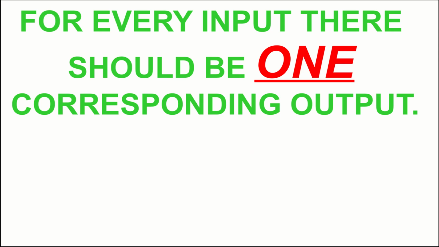For every input, there should only be one output. Push the button for Dr. Pepper, we should only get Dr. Pepper, right? If we push a button for Dr. Pepper and we get water or we get tea or whatever, it doesn't work, right?